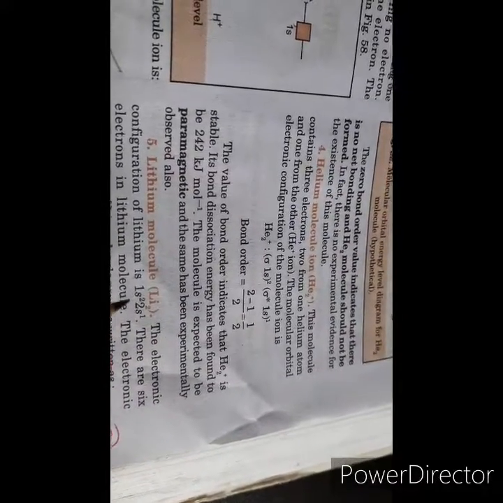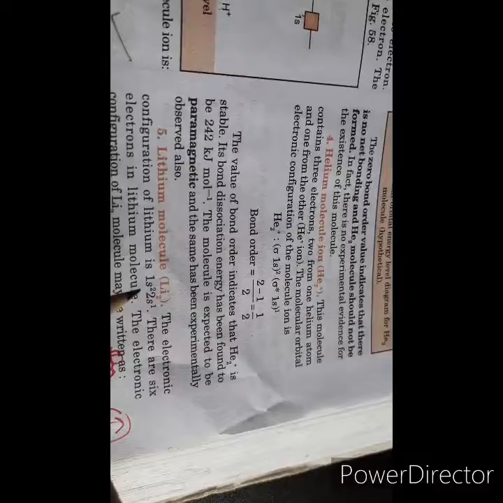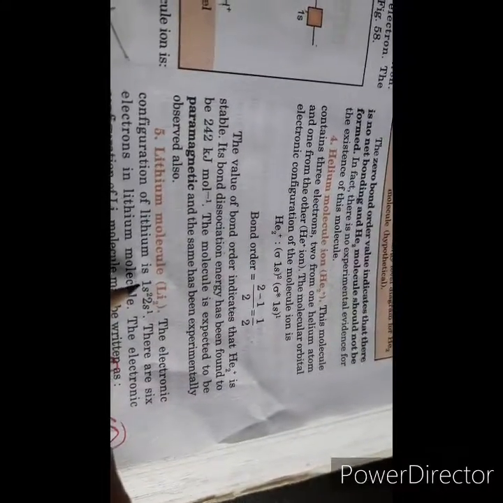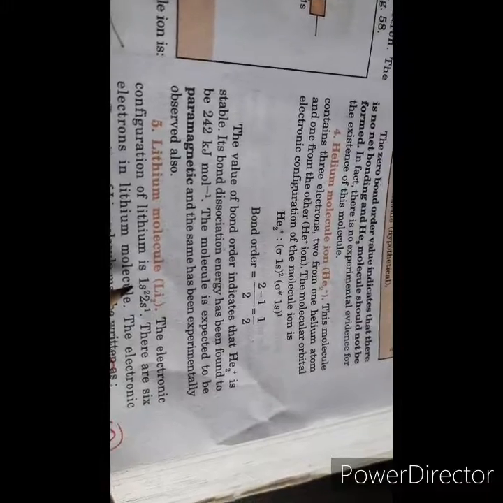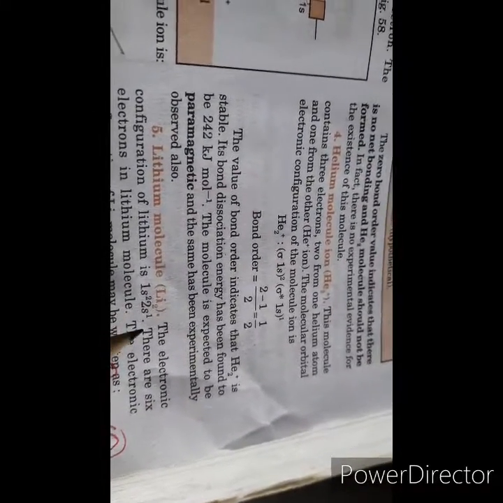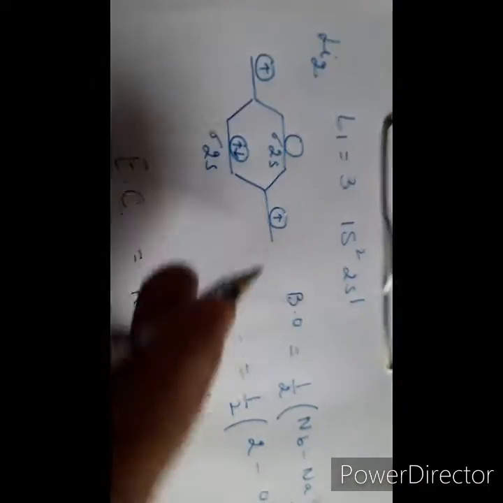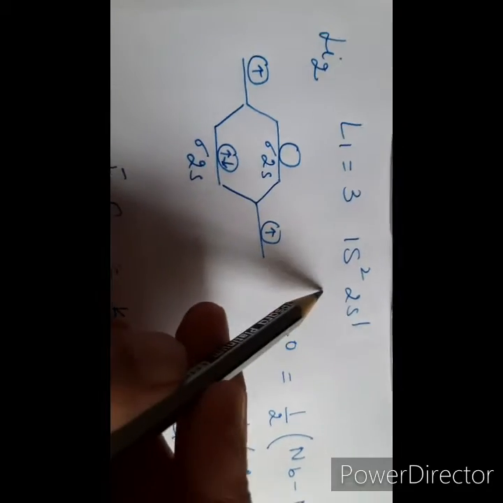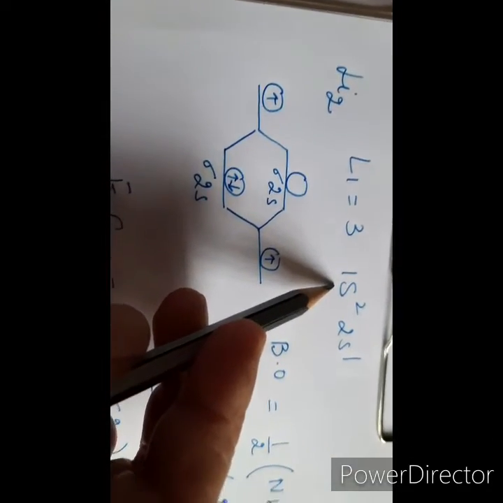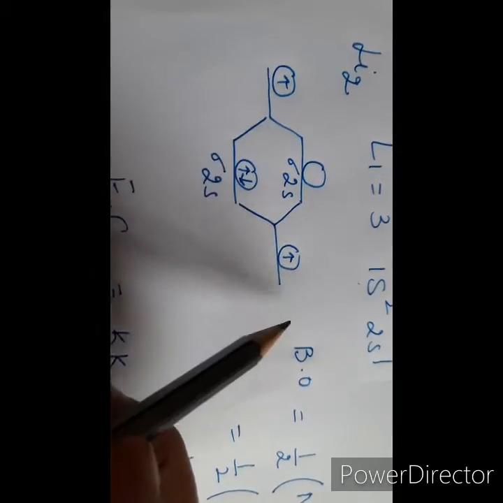See, lithium has atomic number 3. Its electronic configuration is 1s2, 2s1. So here we will not consider the inner orbitals because they do not participate in the bond formation. So we'll simply write about the 2s orbital. Let me show you how we can write this. See, lithium atomic number 3, electronic configuration 1s2, 2s1. So I will ignore this because the inner orbitals do not participate. So I'll write like this.